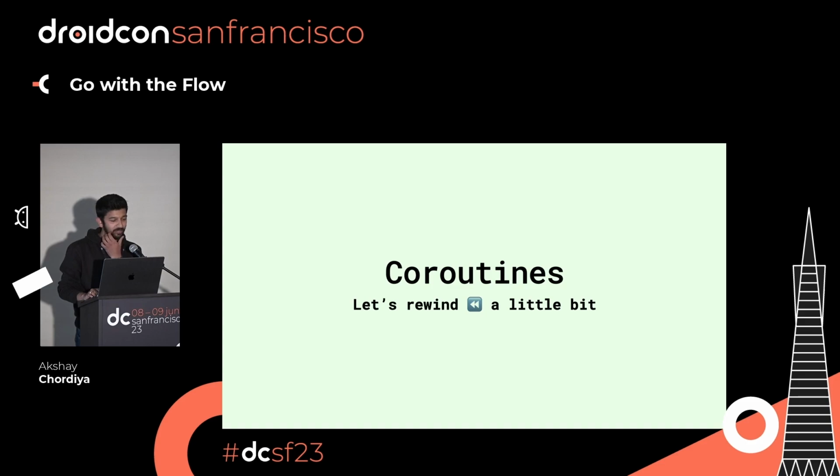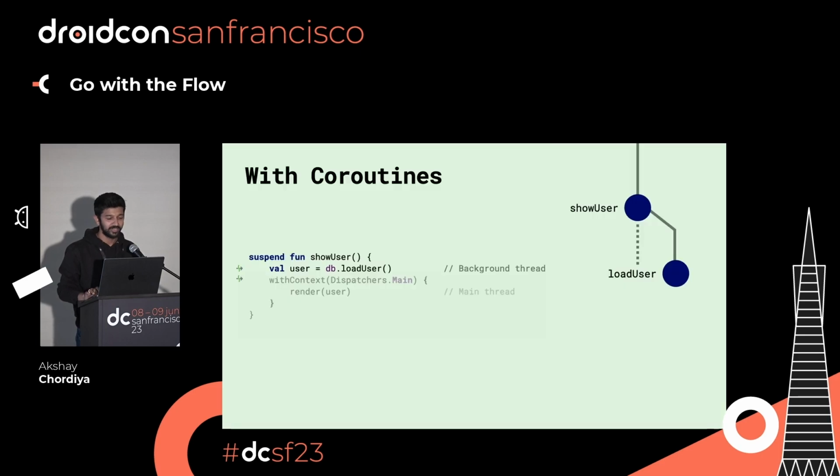Before we jump in, let's rewind a little bit and see how coroutines changed the asynchronous programming world for Android. Coroutines allowed us to run any function on a background thread by marking it as suspend, and easily switch back in between to any thread with the help of withContext. In this case, to the main thread, since we are calling the render function which touches the UI.